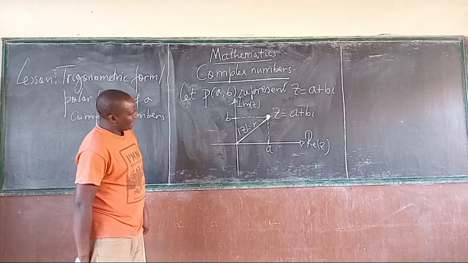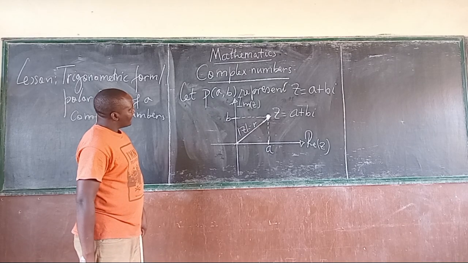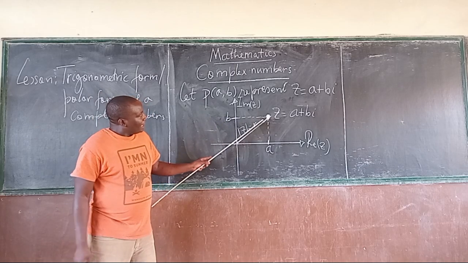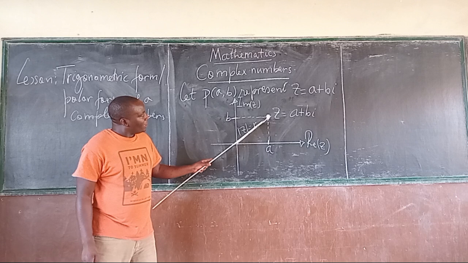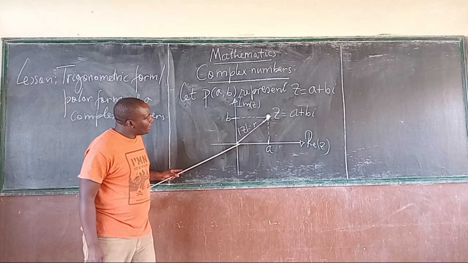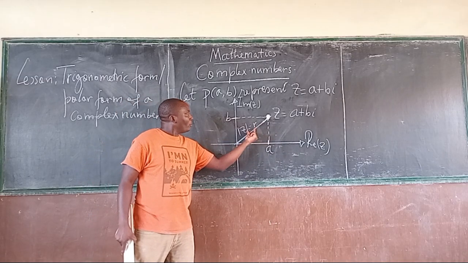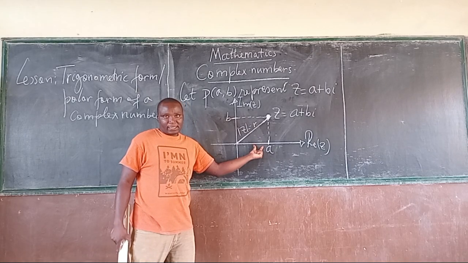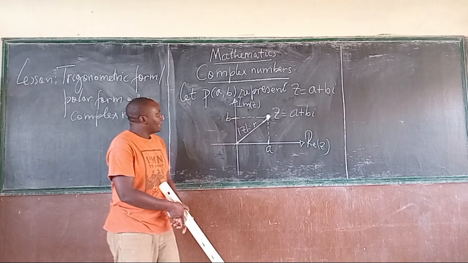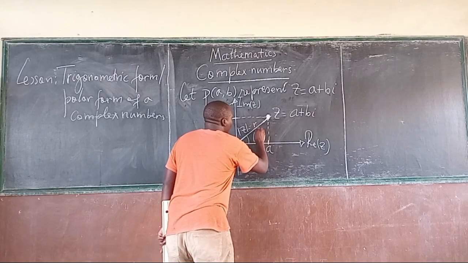And teachers, here, as you see, there is an angle formed from this modulus of the complex number with the positive real part. It is the angle formed from the modulus to the x-axis. Don't forget the x-axis represents the real part of a complex number. Let's say that angle is an angle theta.